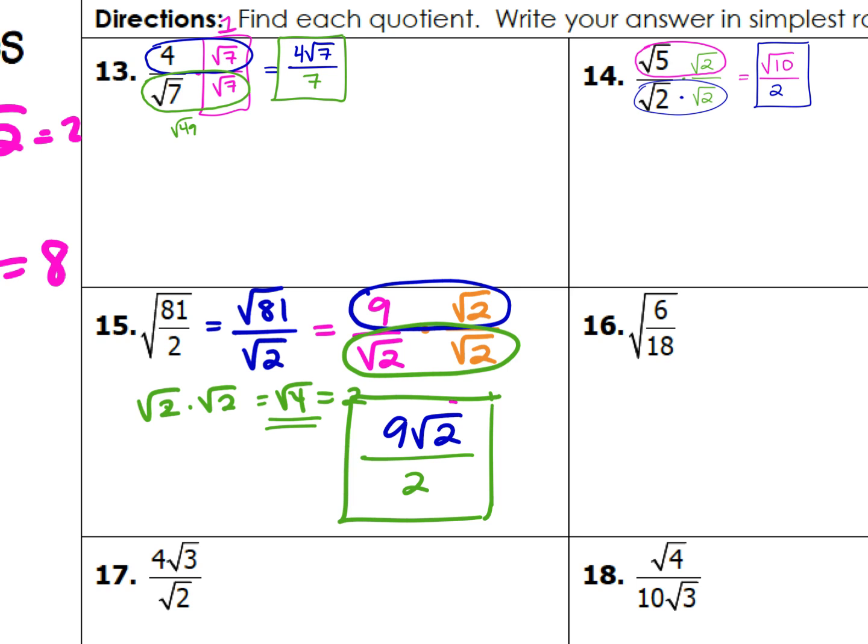Wait, how did you get the 9 rad 2 and not just 9 over 2? So did you get this part of it where we multiply by rad 2 over rad 2? Now we just multiply straight across. So 9 times rad 2, you can't turn into 18 because one is a radical and one's not, right? So you got to keep those separate when one's a radical and one is not a radical.